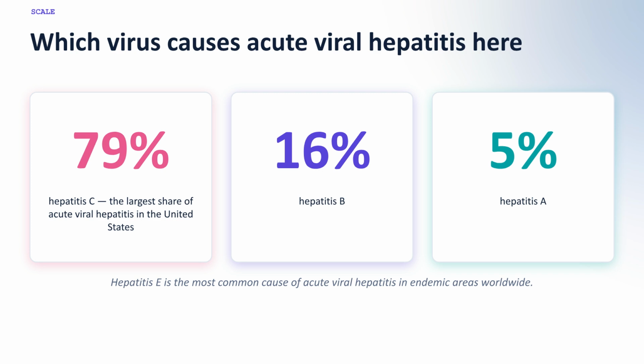In the United States, hepatitis C accounts for roughly 79% of acute viral hepatitis, hepatitis B about 16%, and hepatitis A about 5%. Worldwide, the picture is different. Hepatitis E is the most common cause of acute viral hepatitis in endemic areas. So the virus you should think of first genuinely depends on where your patient has been.